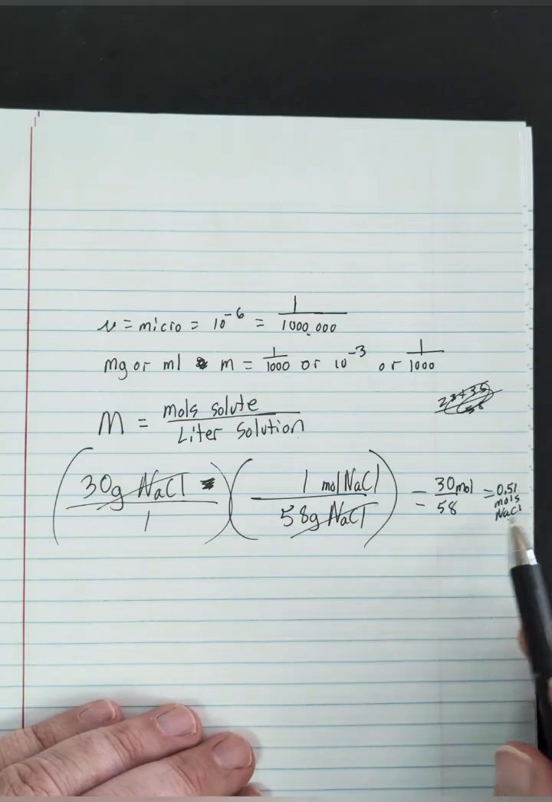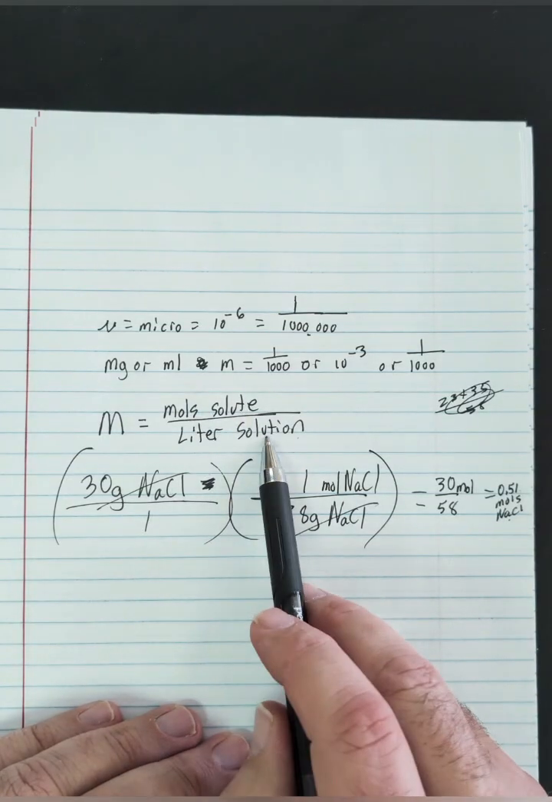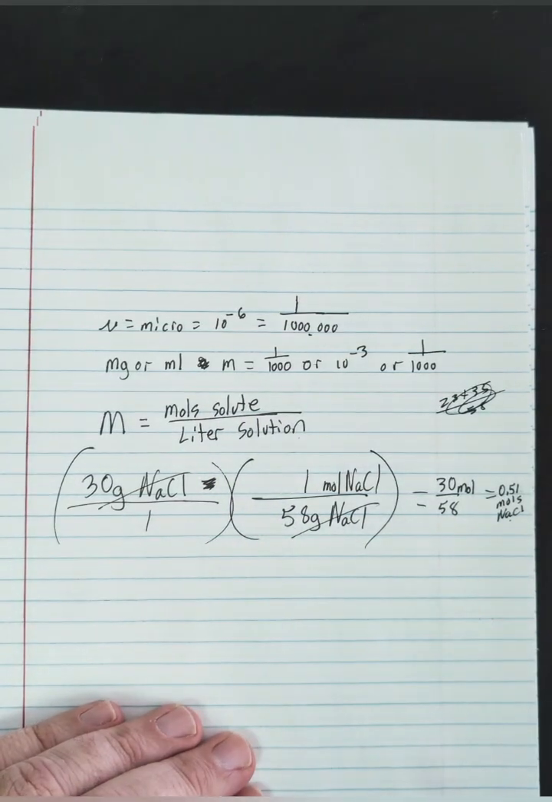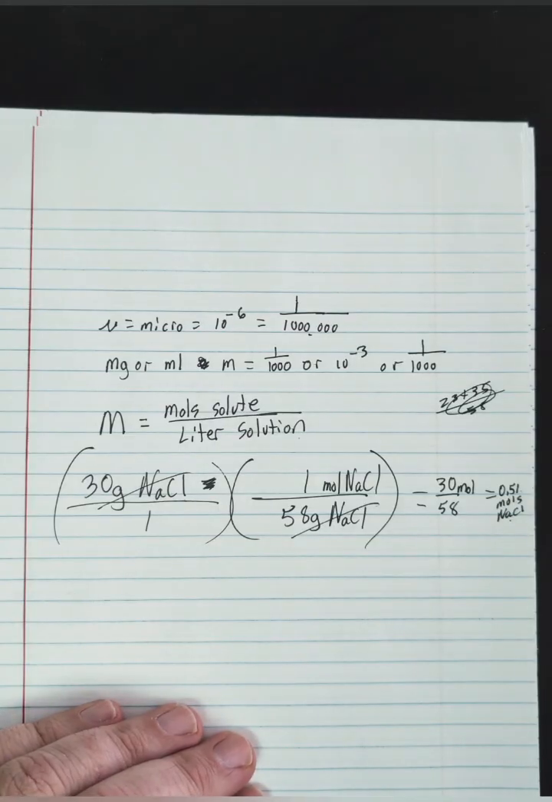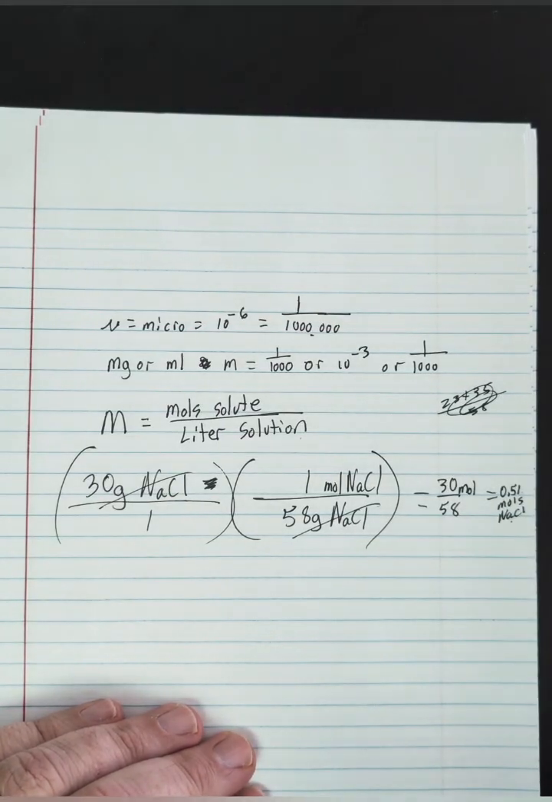All right. Now that you have the moles, you can plug that in, divide by the number of liters, and that gives you the molarity. That should be fairly straightforward for you.